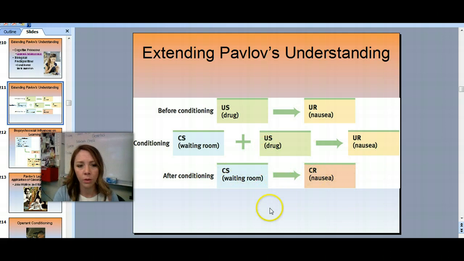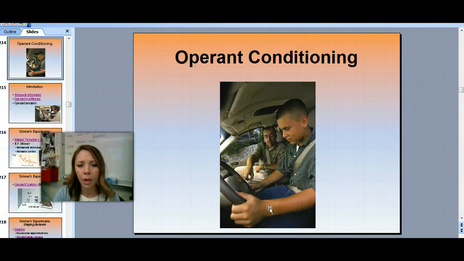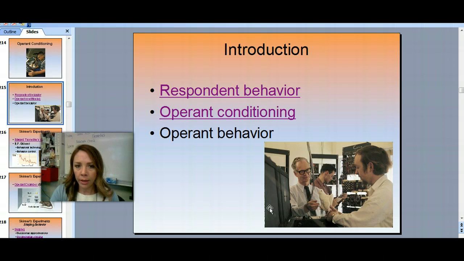Pavlov's legacy then. Remember we talked about baby Albert. He was shown a bunny and then a loud sound, and he started crying to the point where he was just shown a bunny and then he started crying. And then we talked about how over time it would go away. If the loud sound stopped happening every time he saw a bunny, then he'd stop being afraid of the bunnies. Poor baby Albert.